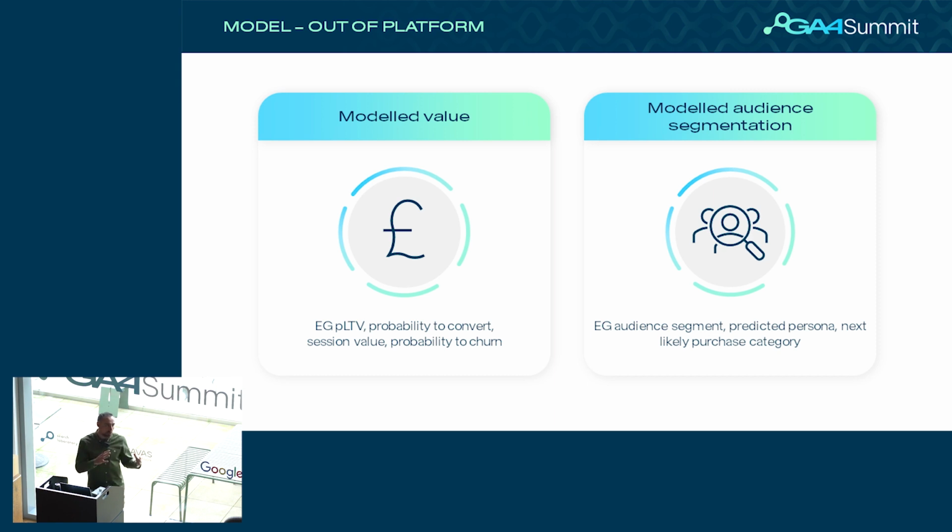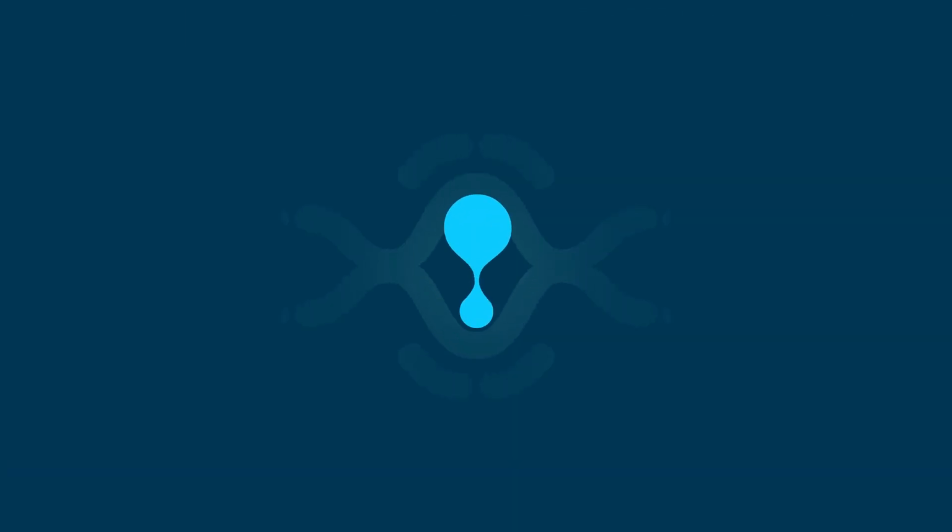So you can group them basically into two areas. You can model value, whether it be the value of a user, a form fill, a session, etc. Or you can model people into a segment. So, predict a persona. You could say, next likely purchase category, etc. So yeah, that's out of platform modeling.